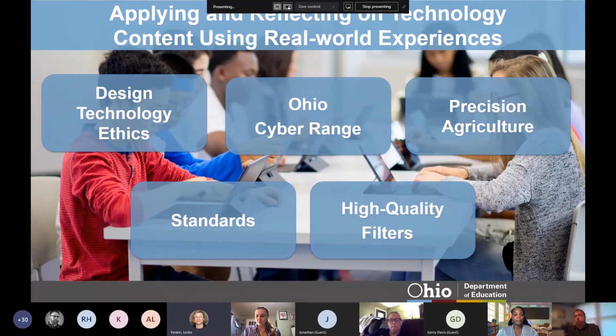So now just a quick overview of what we'll be doing. As I said, we're going to be looking at 2 technology examples together and working with those. The 2 examples involve the Ohio Cyber Range and precision agriculture. And we're going to be examining those through the lenses of engineering design and ethics. And we're going to be connecting this work to the technology and computer science standards so you can see how they align with our standards and connect to that content. And we're also going to be at the end considering the criteria that we use to evaluate instructional practices and materials.